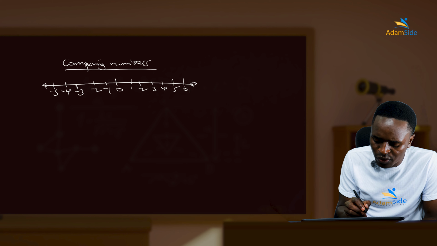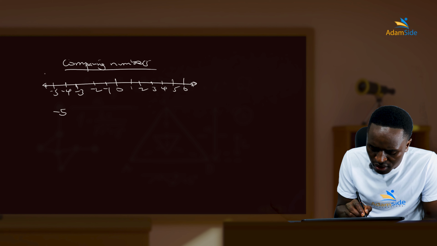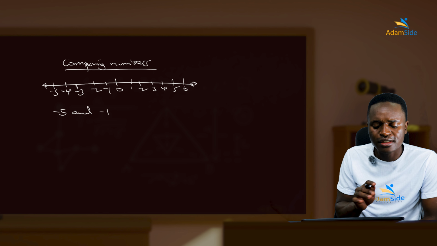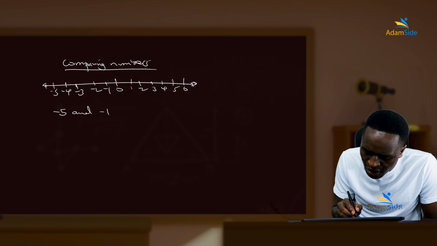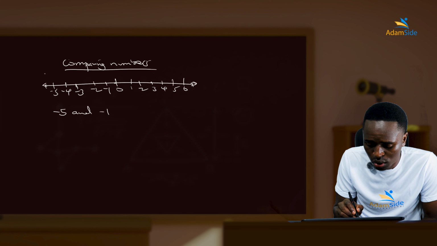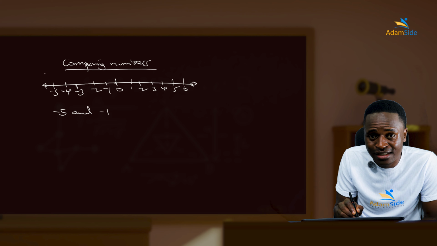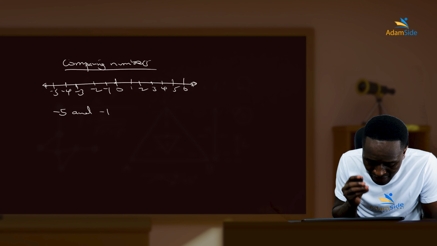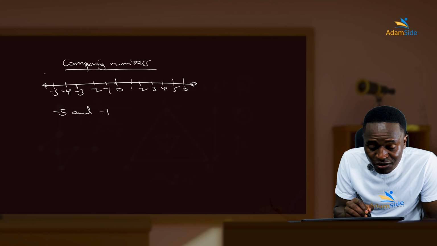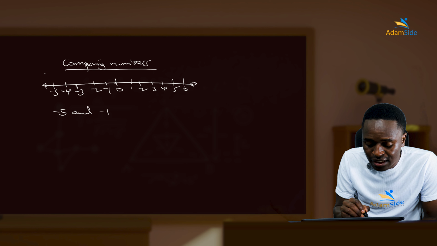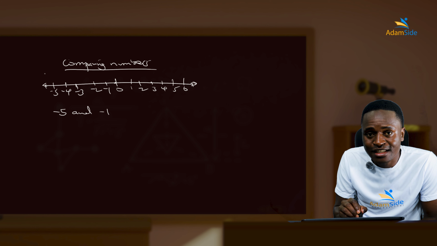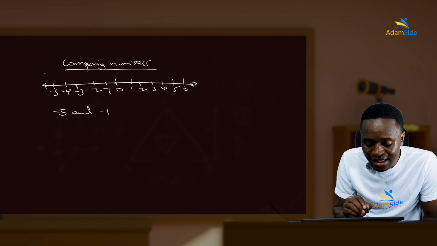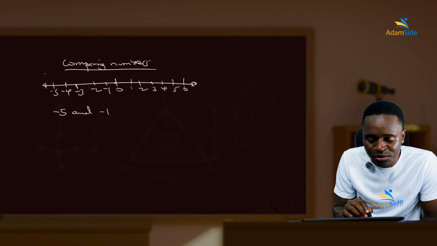So in understanding, we can compare between negative 5 and negative 1: which one is smaller? Obviously, a number that is far from 0 is the smallest. So in your mind, you need to understand that negative 5 is smaller than negative 4. Negative 5 is smaller than negative 2. Negative 5 is smaller than 0. Negative 1 is bigger than negative 5. Negative 2 is bigger than negative 4. Negative 3 is bigger than negative 4. And negative 4 is bigger than negative 5.